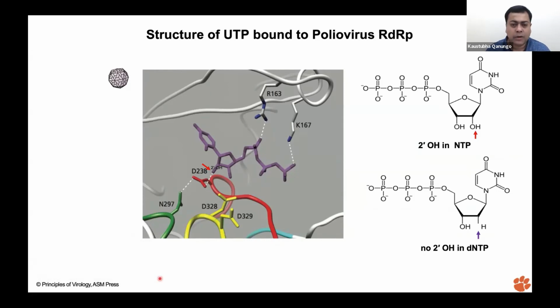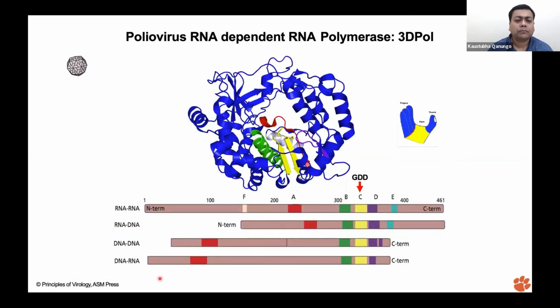That's about it. Now what we are looking at is the structure of the poliovirus RNA-dependent RNA polymerase. This RNA-dependent RNA polymerase is named 3D pol. It's a famous molecule, and a huge amount of work has been done on it. We are going to explain why it is named 3D pol. That's a mystery right now, but we will explain.